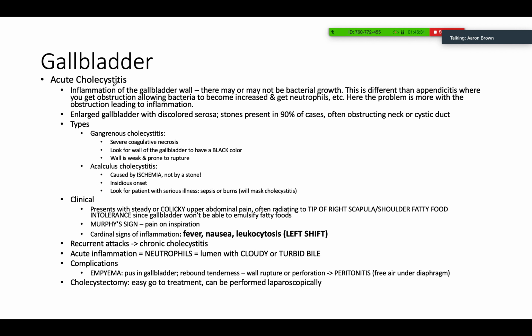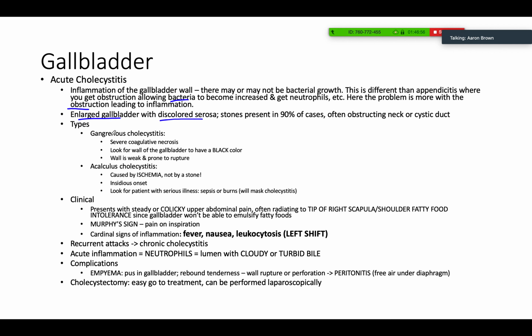So, acute cholecystitis, again, it's an inflammation of the gallbladder wall. It could be due to bacteria. Often there's no bacteria there. And it's different from appendicitis, where it's due to bacteria. Here, it's just more about obstruction of the neck of the gallbladder. When we take the stone out, we see an enlarged gallbladder with discolored wall of the gallbladder.